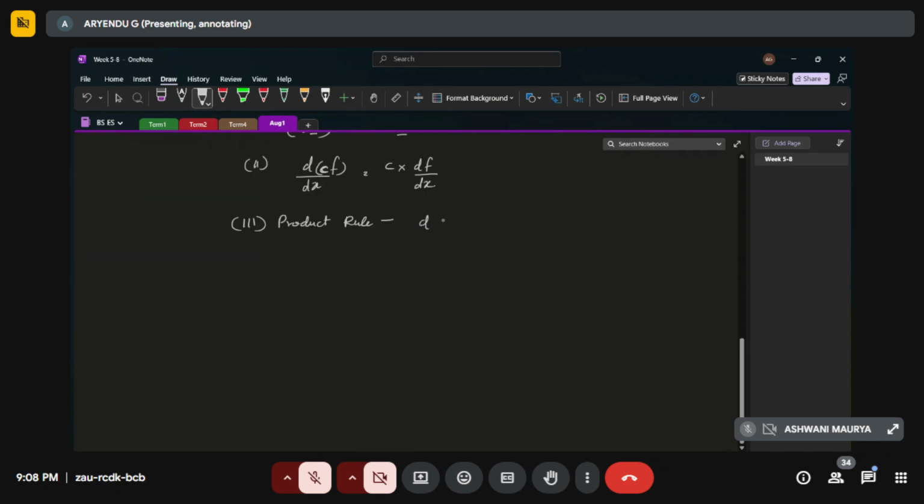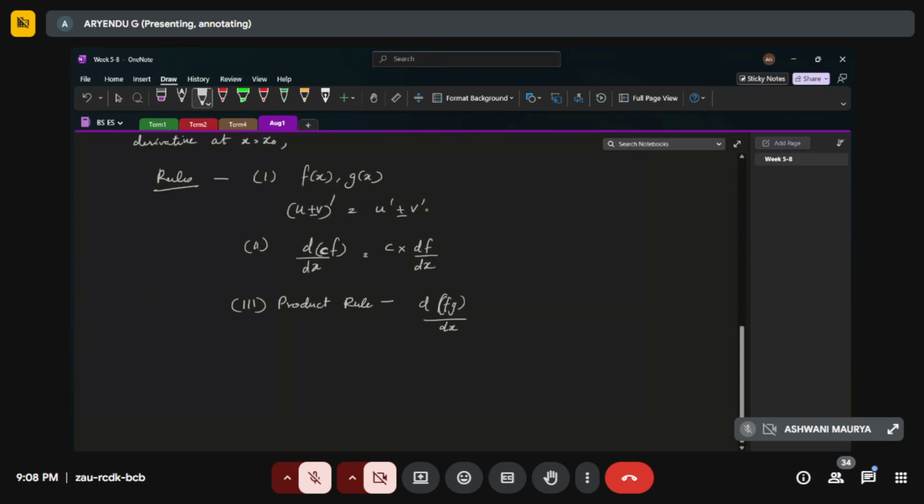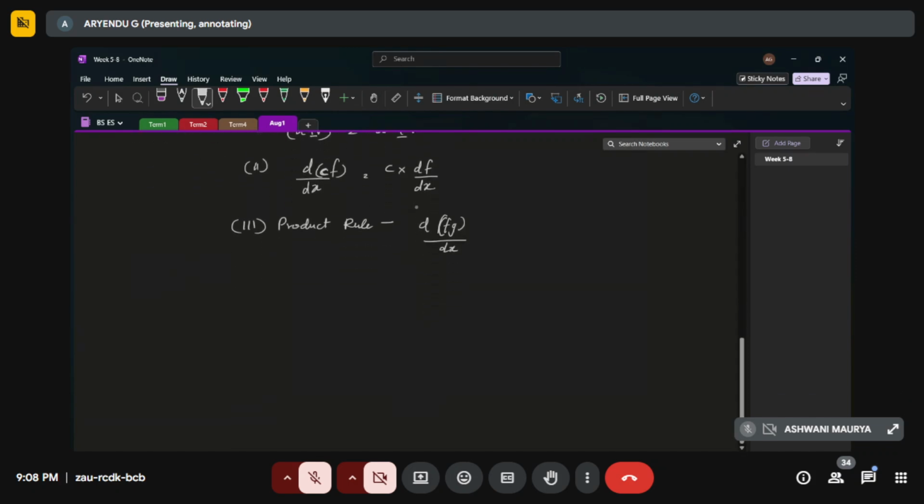If you have to find the derivative of f into g, given that f and g are separate functions, and you have to find the derivative of the product of the two functions, you have to take it like this. You have to find the derivative of f first and multiply it with the function g of x, and then you have to add the derivative of the function g of x and multiply it with the function f of x.